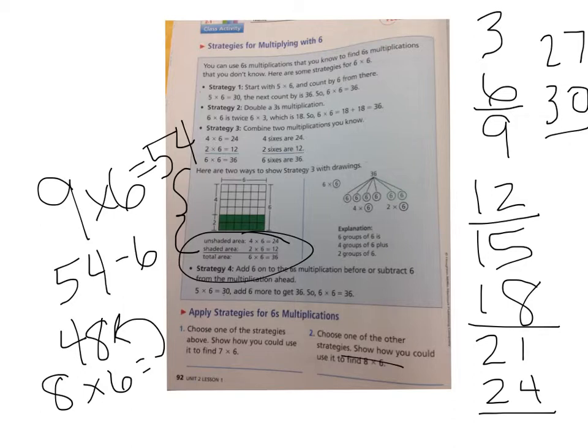Okay, so I want you to work these problems out. I'm going to help you with the first one. Choose one of the strategies above and show how you can use it to find 7 times 6. So my strategy is going to be strategy number 1.